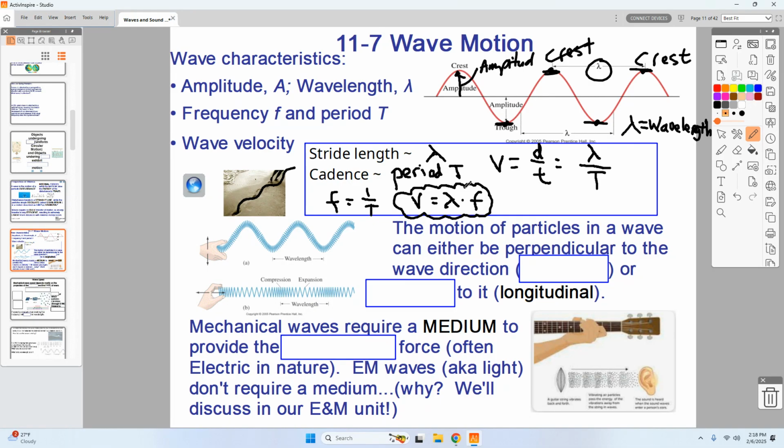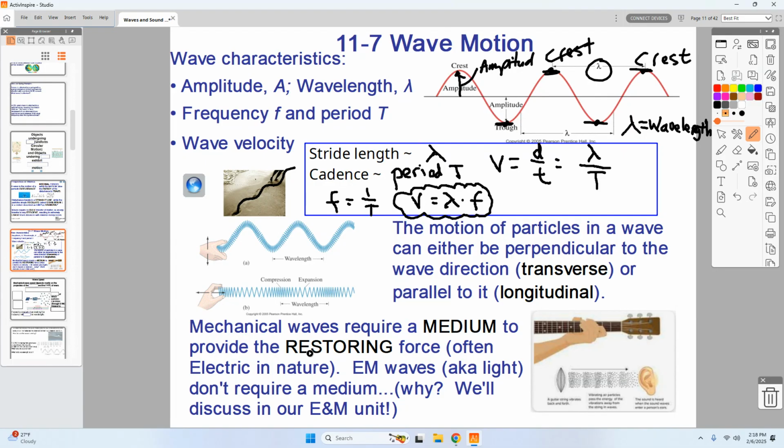Okay. Now, the motion of the particles in a wave can either be perpendicular, which would be a transverse wave, or parallel, which would be a longitudinal wave. So which way the particles move depends on what kind of wave we have. Mechanical waves require a medium. That medium provides a restoring force. In order for something to be able to transmit through it, there's got to be a restoring force. That force comes from the intermolecular forces of that medium.